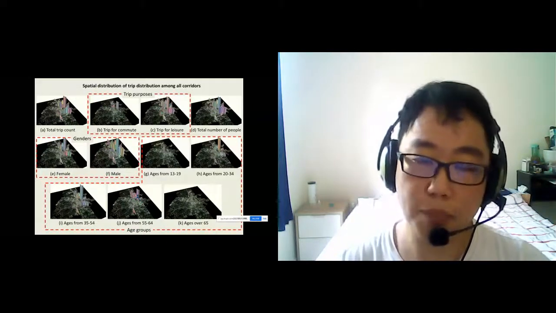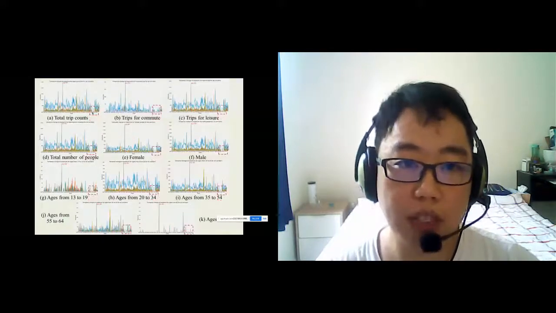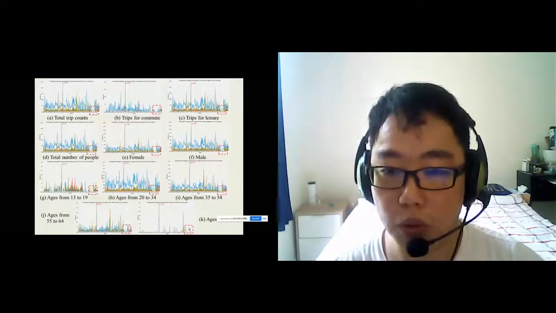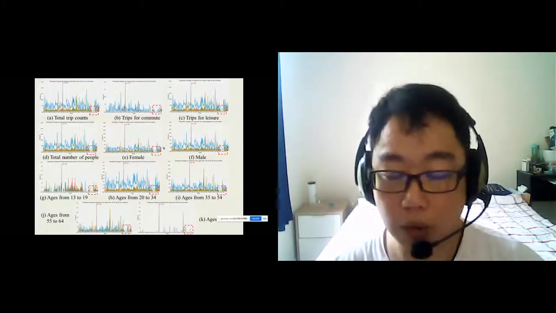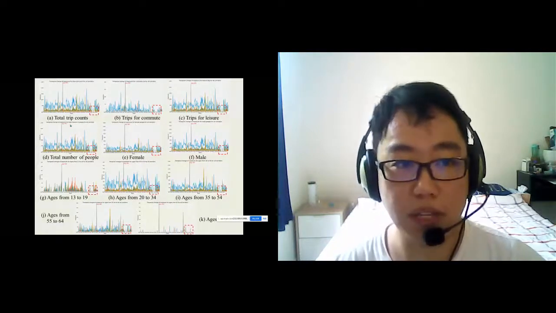And this is a temporal change for the different trip information. I want to mention that there is a gap between January and February for almost all groups, possibly due to the low air temperature, and most exercisers are not willing to go out. So this is a temporal change.